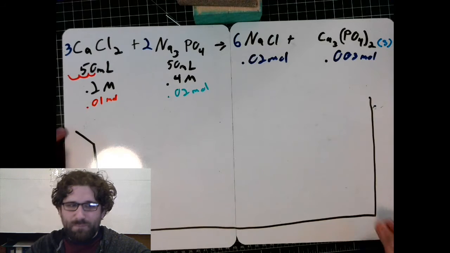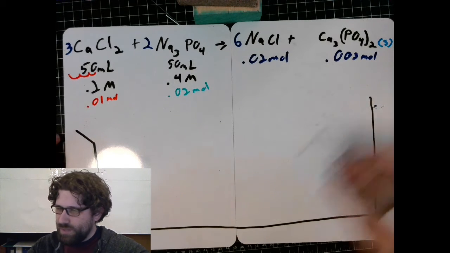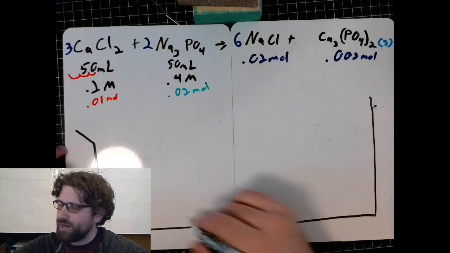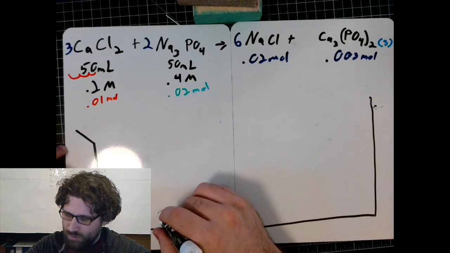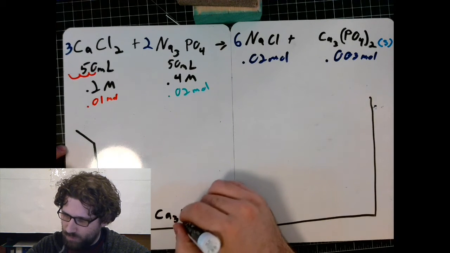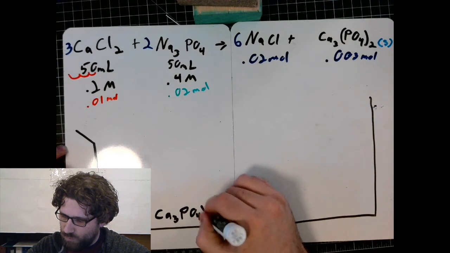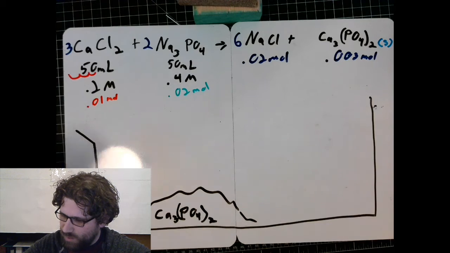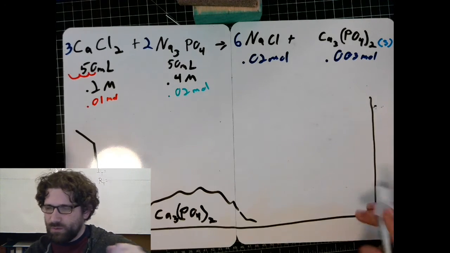I mean a fat beaker. All right, really big beaker here. So this is going to be a solid precipitate on the bottom of the beaker. So I'm just going to put Ca3(PO4)2 and just cover that up. Okay, great. That's all there is to it.